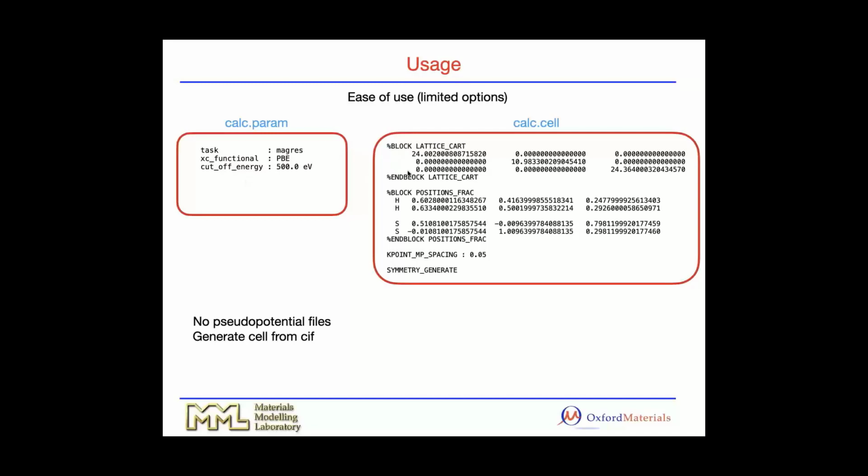It would be the lattice, the positions of the atoms, and the sampling of the Brillouin zone, and you would tell it the functional, the cutoff energy you wanted to use for the basis set, and the fact that you wanted to do an NMR calculation. And that would be a sufficient input deck in order to do a good calculation.